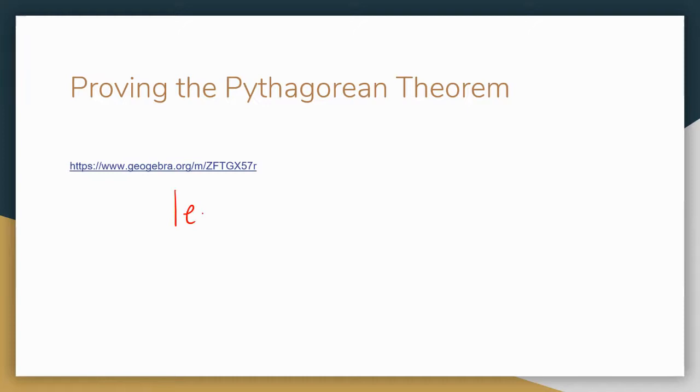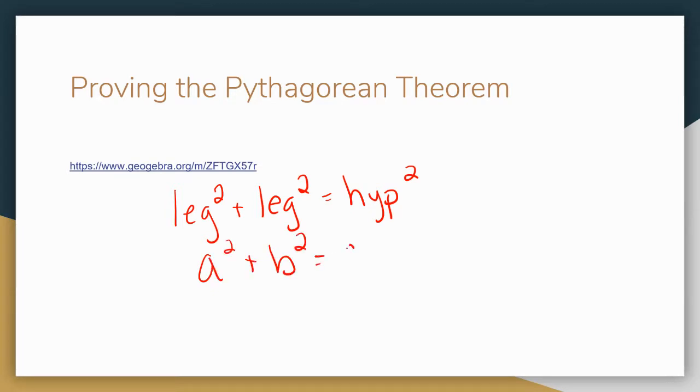Alrighty, so the Pythagorean theorem is just your leg squared plus your leg squared equals your hypotenuse squared. You might remember this more from middle school as a squared plus b squared is equal to c squared. I don't like random formulas; I like to know where they come from. I much prefer talking about the Pythagorean theorem this way: your leg squared plus your leg squared equals the hypotenuse squared.